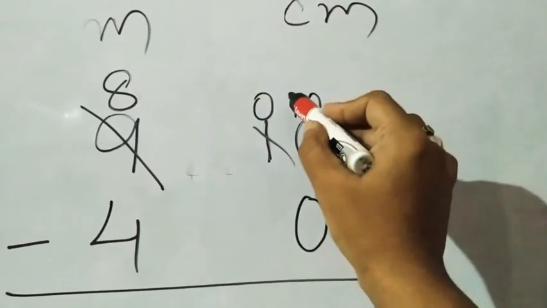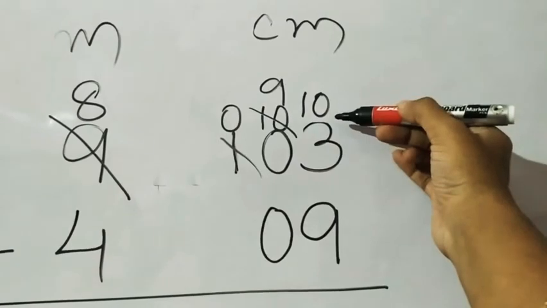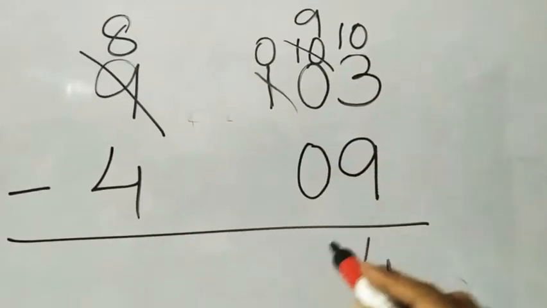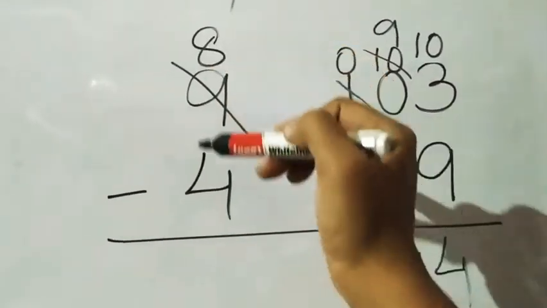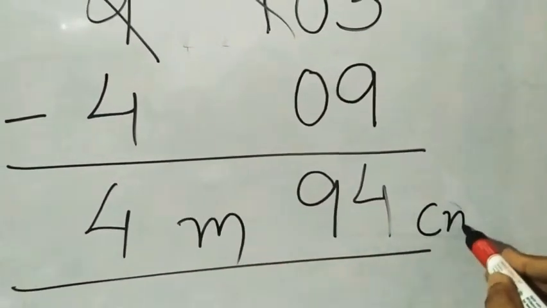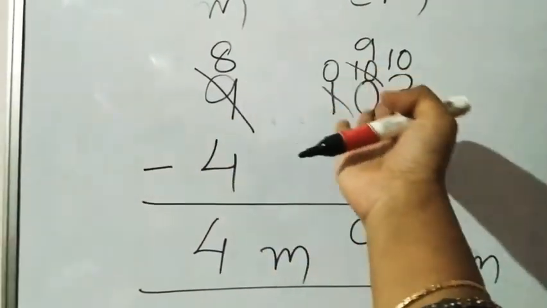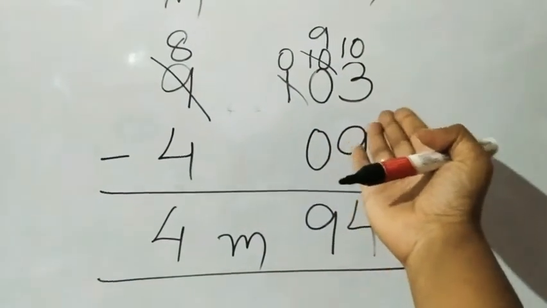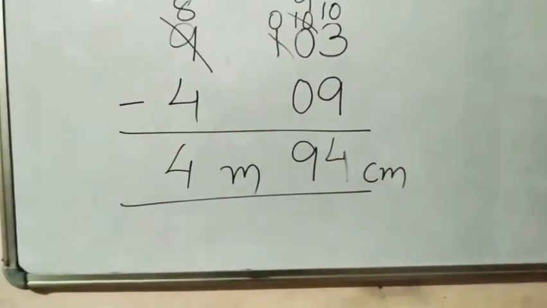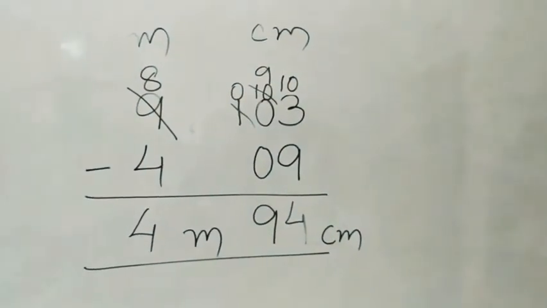Now this place became 10 in the ones place. From here again you will bring it to this ones place. That became 10. 13 minus 9, that is 4. Now you subtract. 9 minus 0 is 9. And then 8 minus 4 is 4. So the answer is 4 meter 94 centimeter. If you do it without writing 0, 3, 0, 9 and you start doing subtraction, you may end with this 4, not 94. So this is the thing you have to remember.